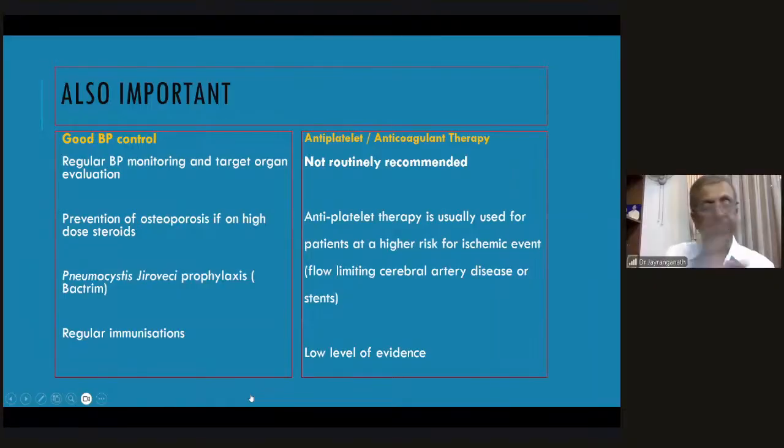So after doing the medical therapy and endovascular therapy, what to do next? Regular BP control and target organ evaluation, prevention of osteoporosis.